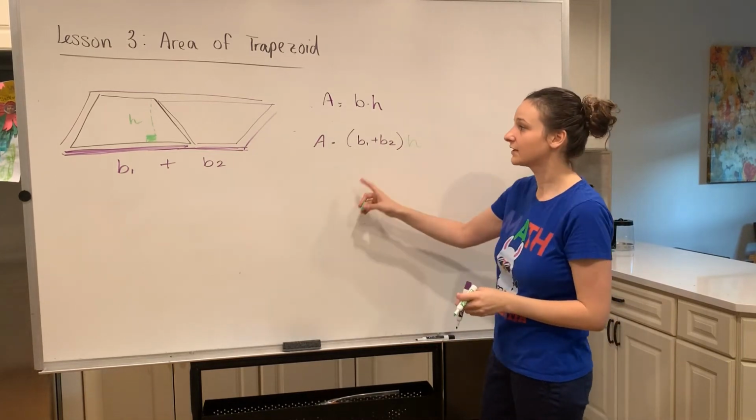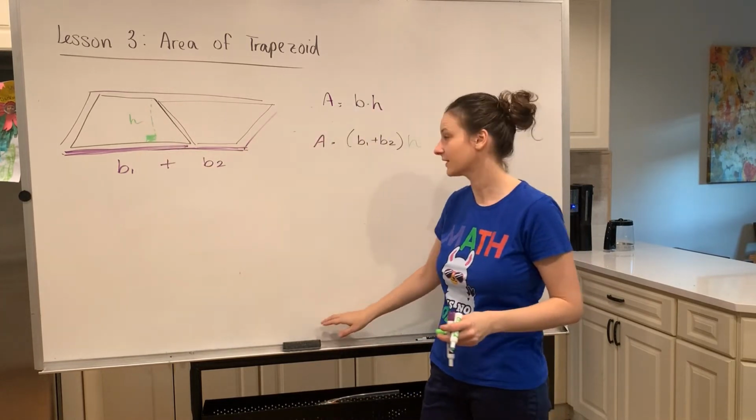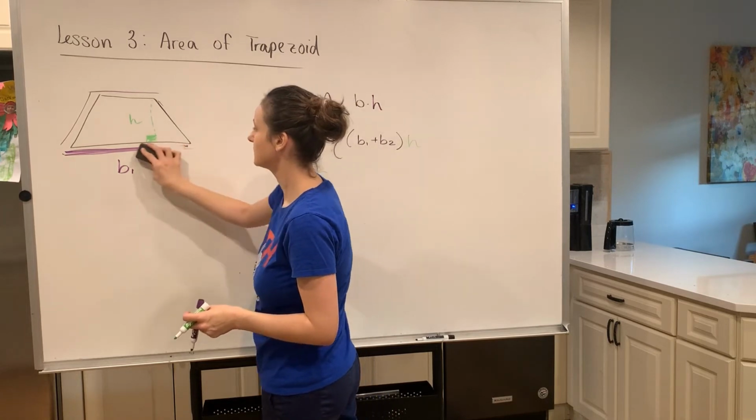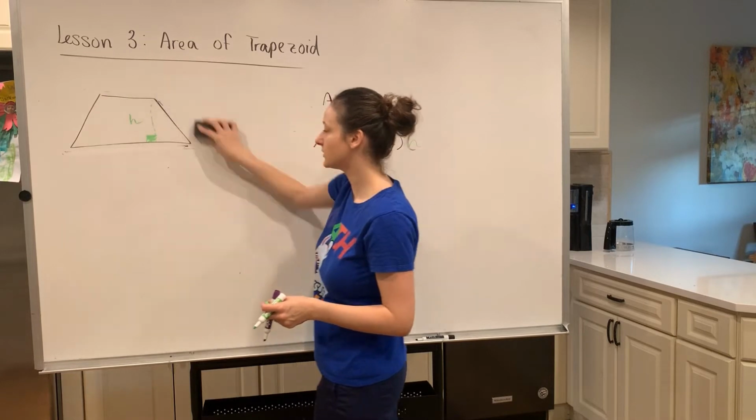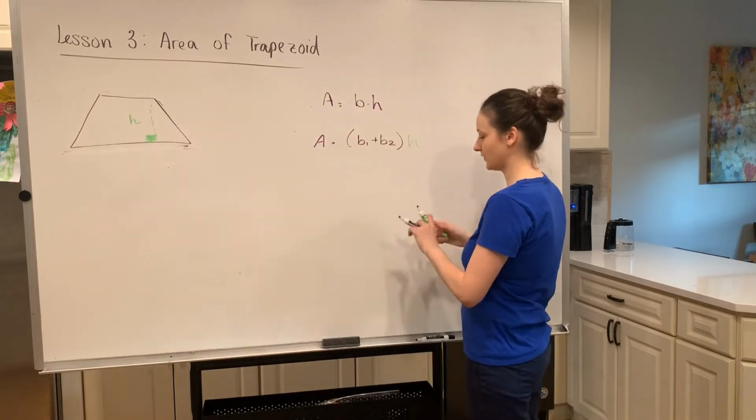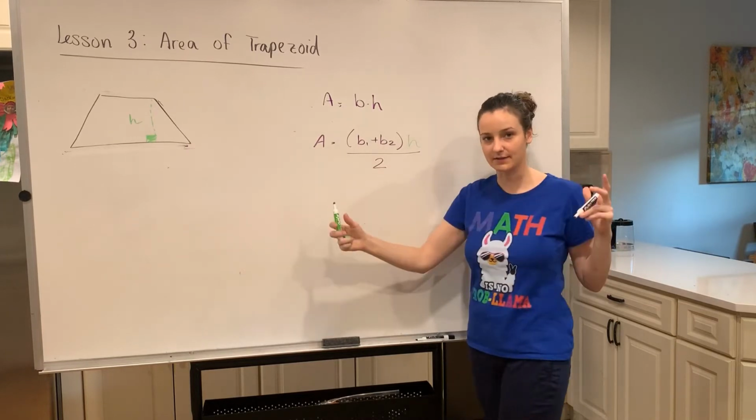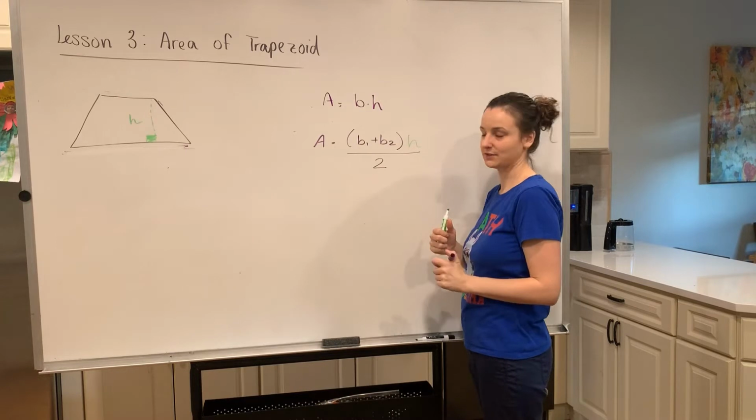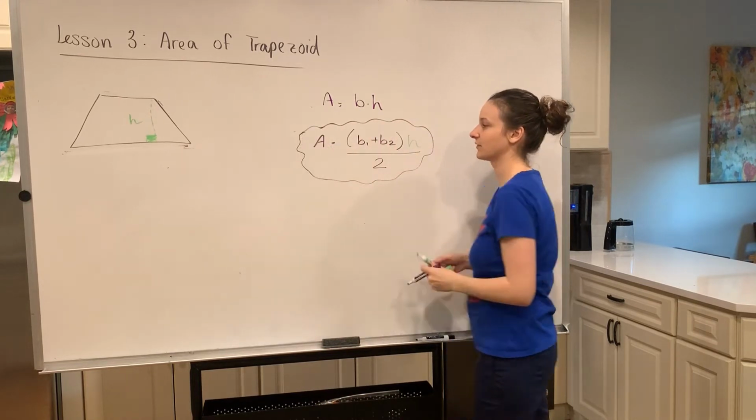But this is going to give me the area of the entire parallelogram. I don't want the entire parallelogram. I just want my original trapezoid. So to get just the original trapezoid, then I need to divide by 2. Divide by 2, because I took 2 trapezoids to make the parallelogram. If I want to go back to one trapezoid, then I'll need to divide by 2. And so this is where the formula for the area of a trapezoid comes from.